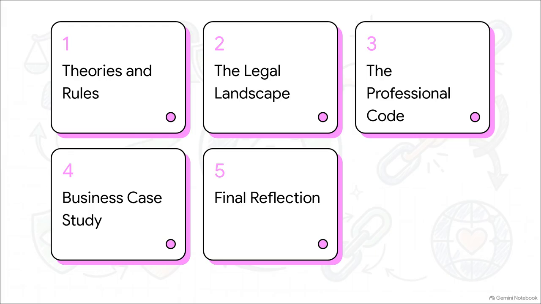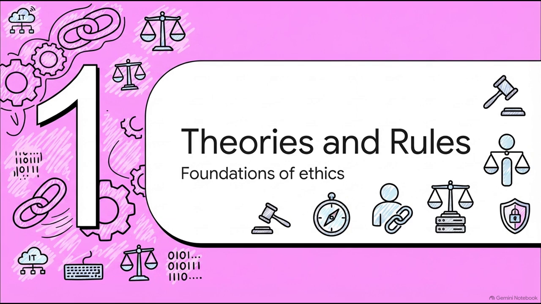To get us there, here is our roadmap. First, frameworks, theories, and rules. Second, navigating the legal landscape. Third, the professional code. Fourth, a business case study. And finally, synthesis and final reflection. Let's get into it. Section 1, Frameworks, Theories, and Rules. We're going to understand the foundations of ethical practice.